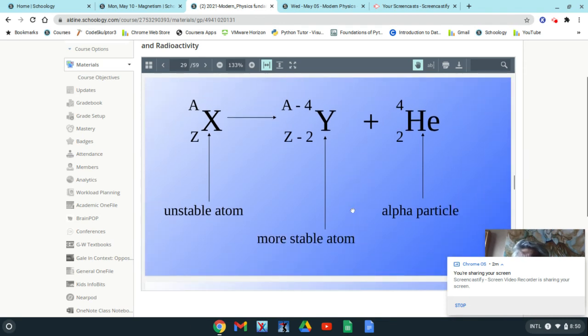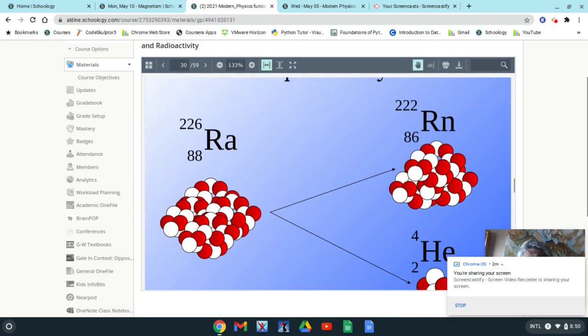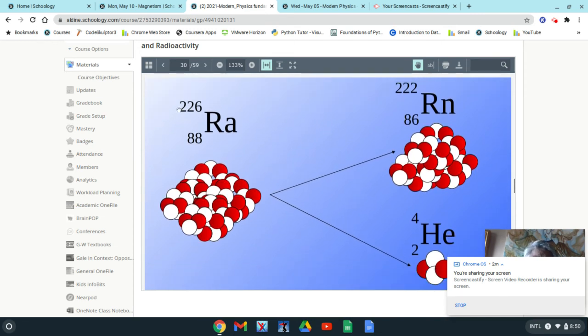Now, you don't really need to know this, but I'm going to go over it to make sure you see what really happens. So here we have a particle that is 226 and 88. So it has that many protons and neutrons, and that's the atomic number. It's undergoing an alpha decay, and so we're going to have radium becoming radon and helium.